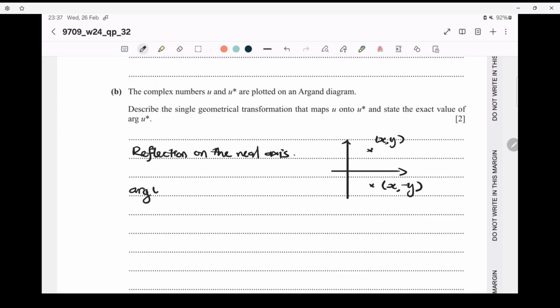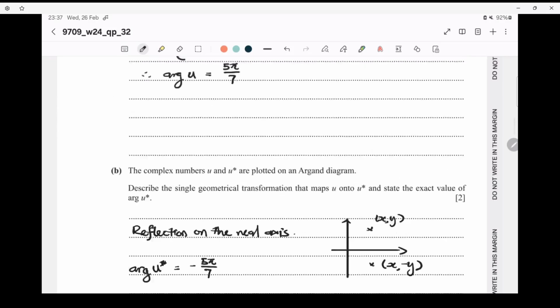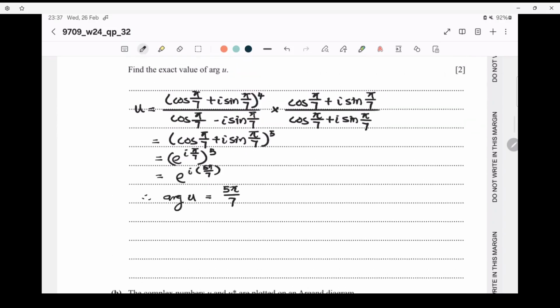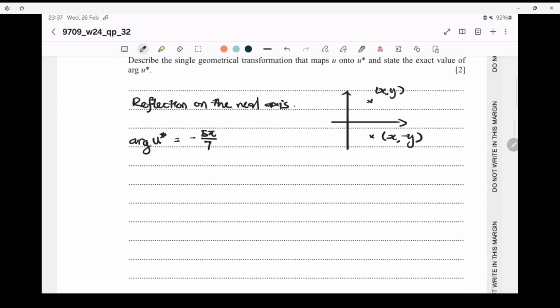State the exact value of the argument of the conjugate of u. It would be minus 5 pi over 7. Recall that for the conjugate, you just put a minus sign in front of i, which is why it is minus 5 pi over 7.